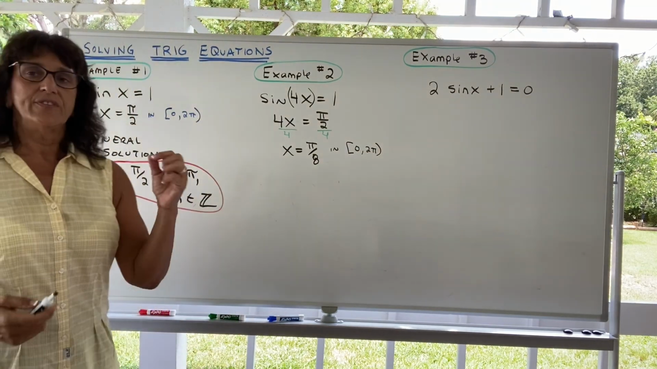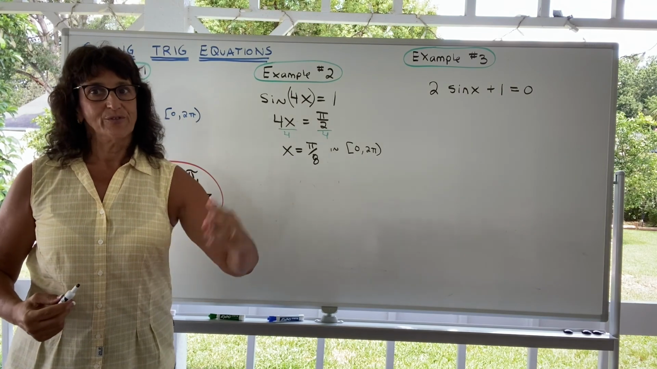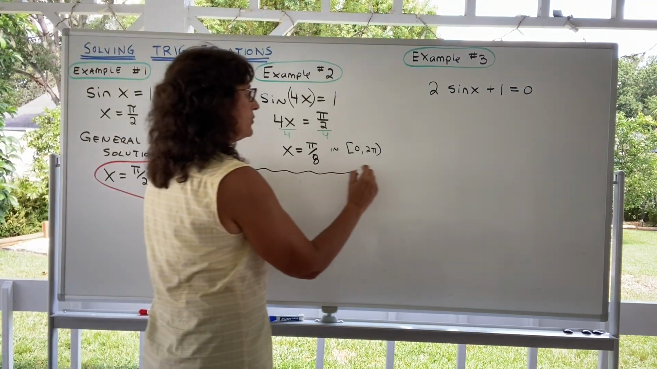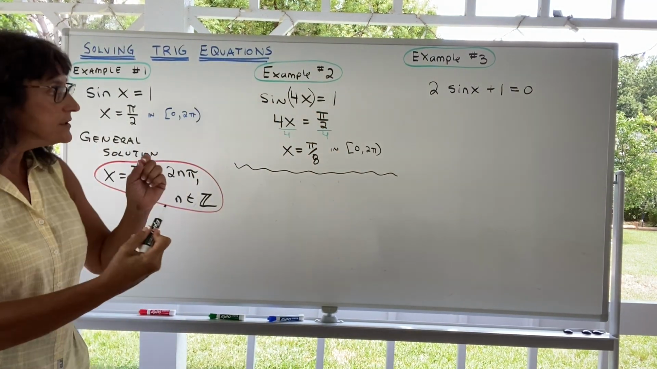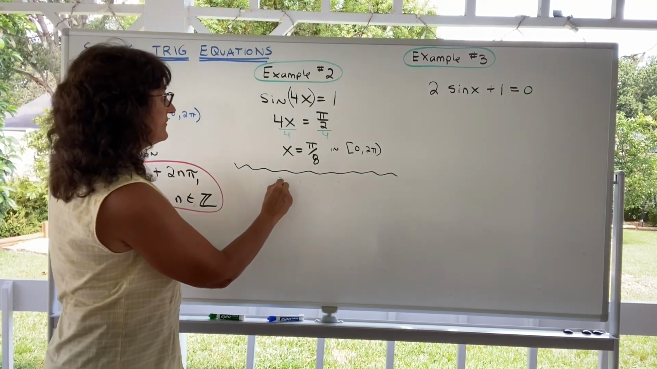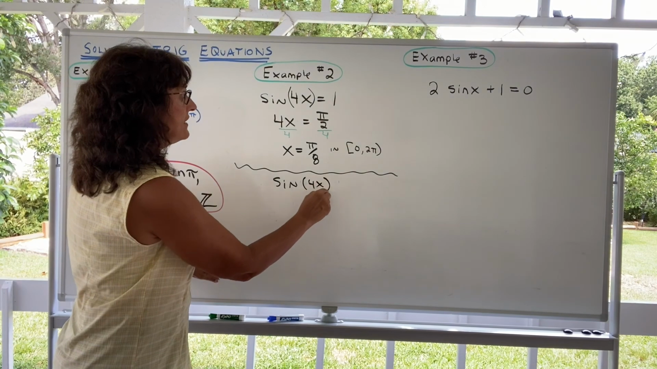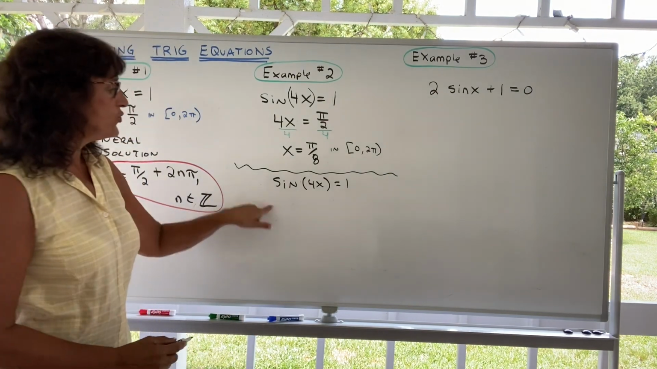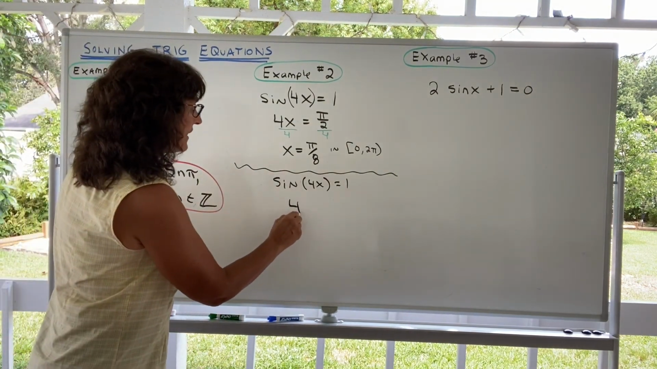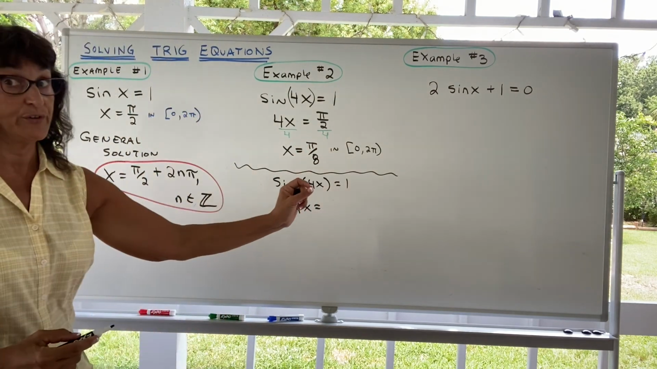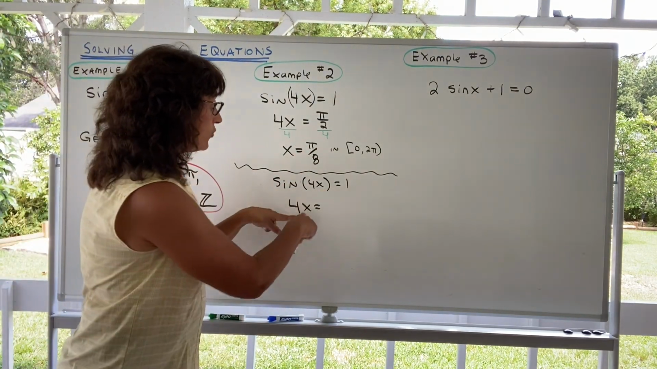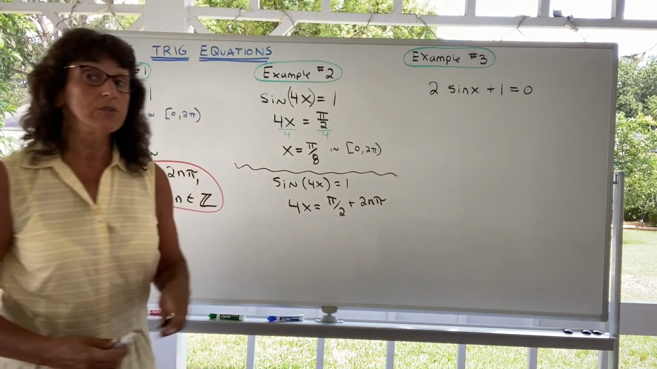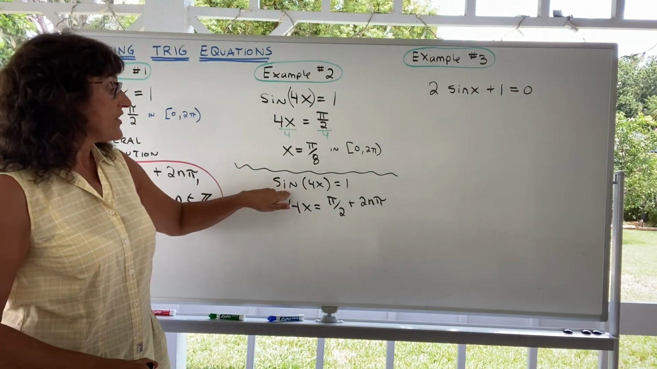But what if we wanted to represent this as a general solution, all the infinitely many? Remember the 2 pi and what we had to do there. It's a little bit different how you handle it when this is not just the plain old x. So what do we have here? We have the sine of 4x equal to 1. So when is this equal to 1? We have already determined it's when 4x is equal to, well, we want the general solution, so pi over 2 plus 2n pi.